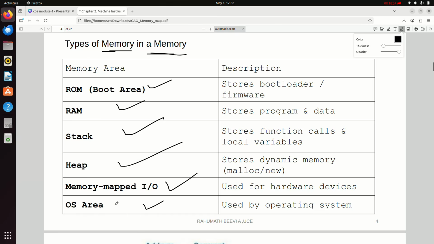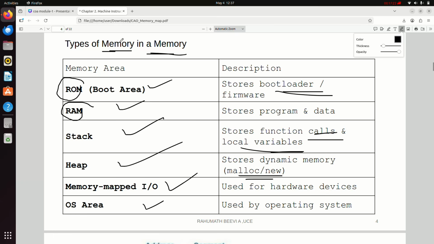First is the OS area, which is used for the operating system. Memory mapped IO is used for the hardware devices. Heap, I told you, is for dynamically allocating memory using the malloc function. For function calls and local variables, we have the stack. Then RAM. What does the RAM store? The program and data. Now what does ROM do? I told you the exception handler and bootloader are stored there. Exception handler routines are stored in the ROM. Okay, the bootloader and all is stored in the ROM.